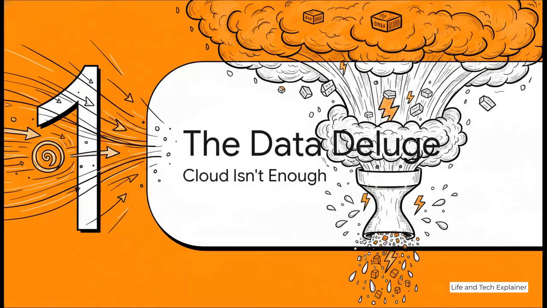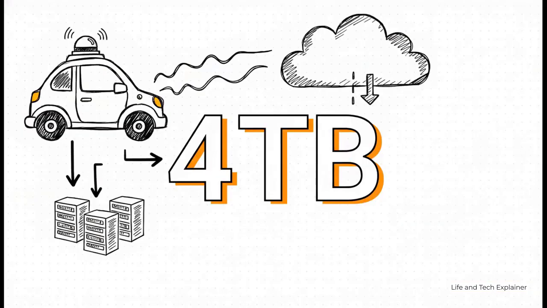Section 1. The data deluge. Why the cloud isn't enough. 4 terabytes. That is the massive, almost unbelievable amount of sensor data, coming from cameras, LiDAR, radar, generated by just a single autonomous vehicle every single day.